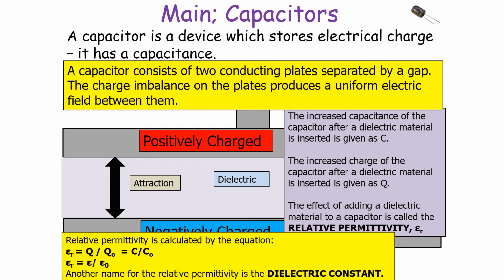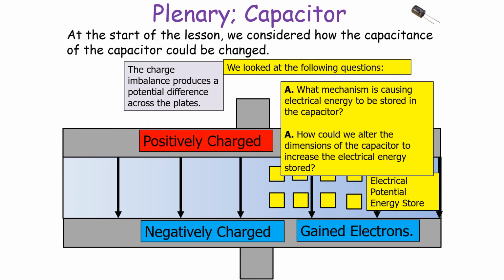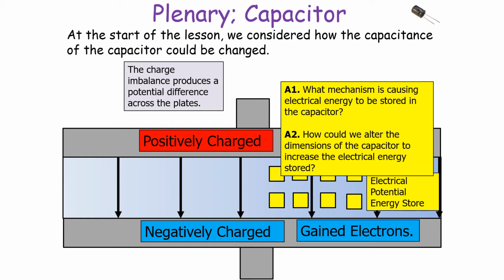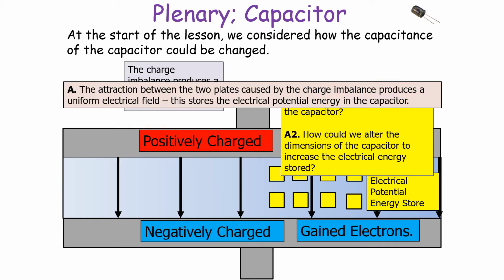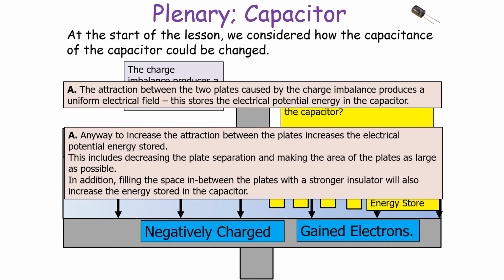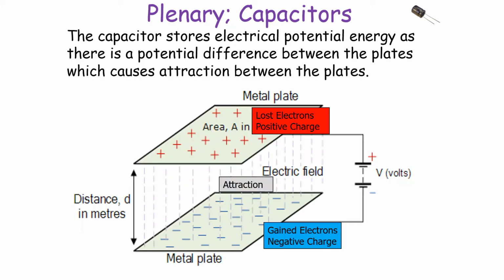Now, we've got to think to ourselves, how can we alter the dimensions of the capacitor to increase the electrical potential energy stored in our capacitor? So what can we actually do? Well, a capacitor works due to the attraction between the two plates caused by the charge imbalance, making an electrical field which will store electrical potential energy in the capacitor. Any way to increase the attraction between the plates increases the electrical potential energy stored. So this includes decreasing the plate separation, making the area of the plates as large as possible, and filling the space in between the plates with a very strong insulator, which will increase the energy stored in a capacitor.